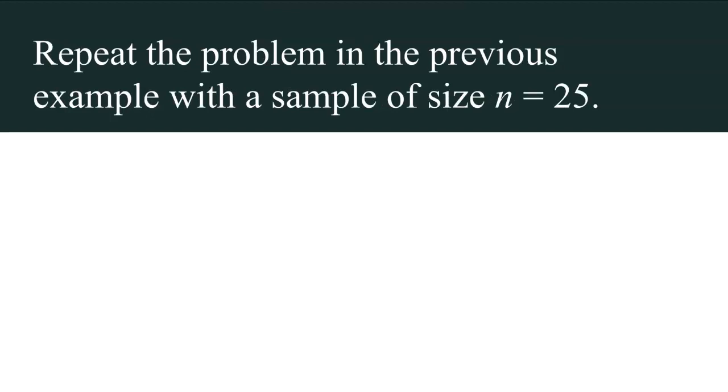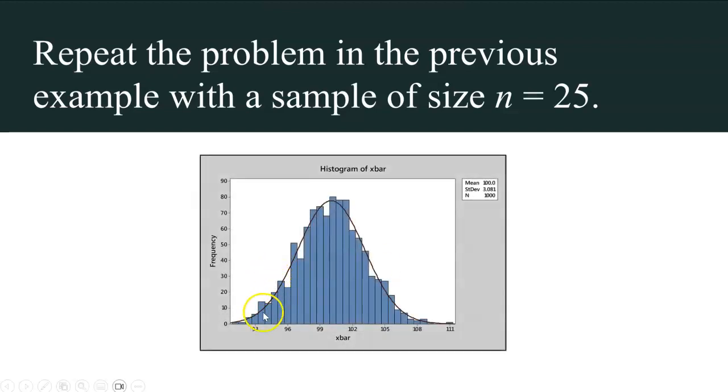So if we were to repeat the problem in the previous example with a sample size of n equal 25, so remember last time we did it had a sample size of n equal 9. Well, now do it, but this time you pull 25 people and you take their IQ score and you calculate the average, and then you just keep repeating that process. You end up with a sampling distribution that looks like this.